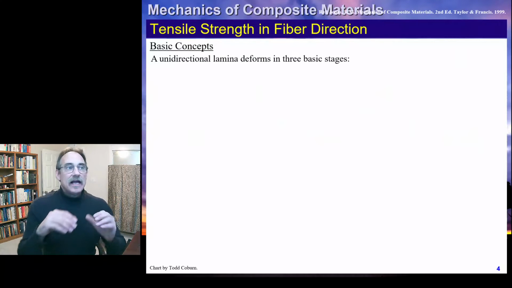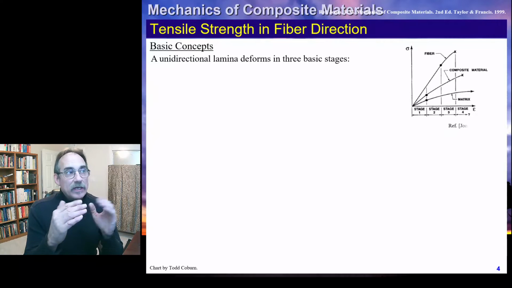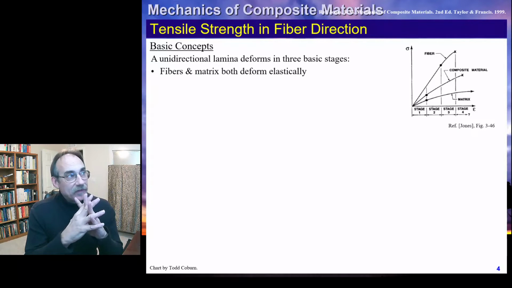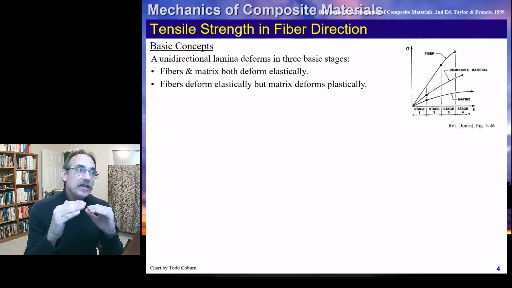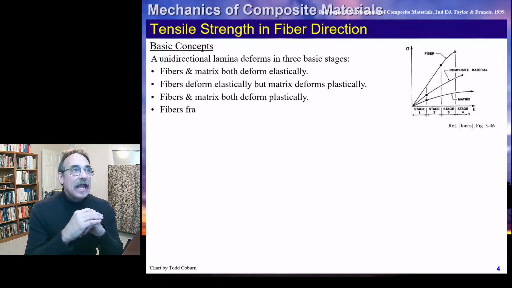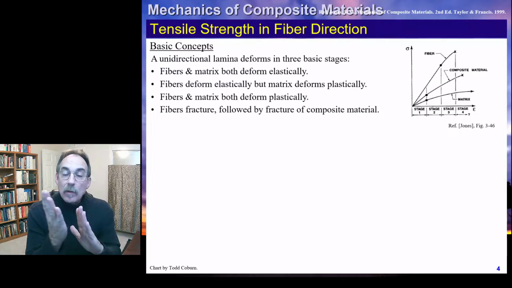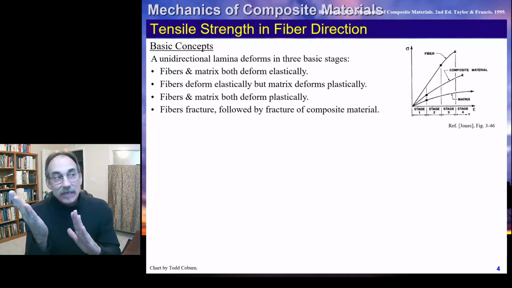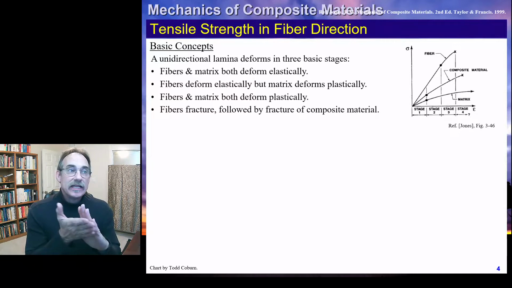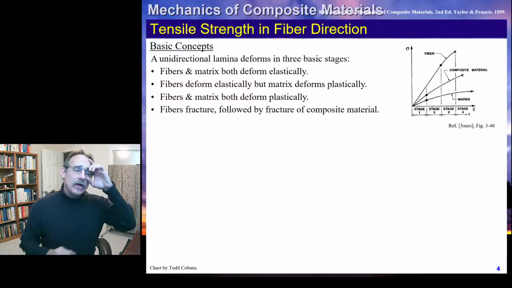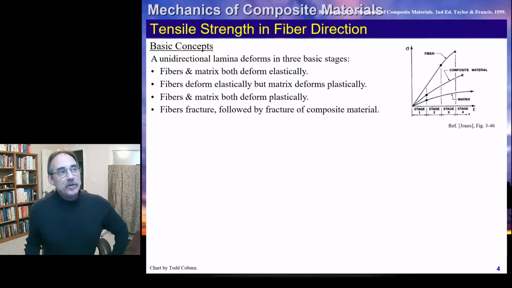So our basic concepts, we talked about this, I believe, briefly before. We have a unidirectional lamina, and we're going to see that while it does deform plastically a little bit, we're going to actually just look at the linear, pretend that it acts in a linear elastic manner. This little figure from Jones does a good job of illustrating that.